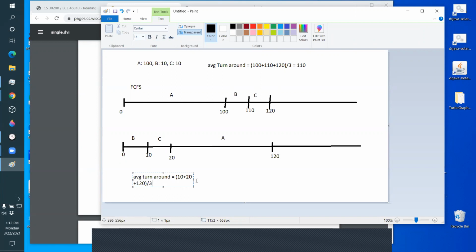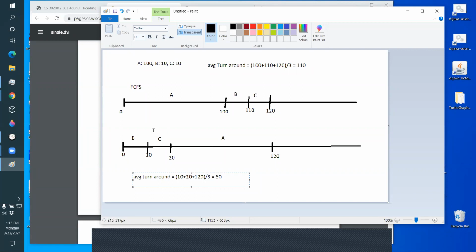The point is we get a much better turnaround time. Notice that what this has done is essentially like what happens in a grocery store: if you do the shorter jobs first, there's an advantage to it. B and C are much happier in this way of doing things. Now what is the average? It actually turns out to be 50? Yeah, the average turnaround time is way better. Now, A is probably a little bit less happy. B and C are way happier, and the average turnaround time is improved. It's more than cut in half.